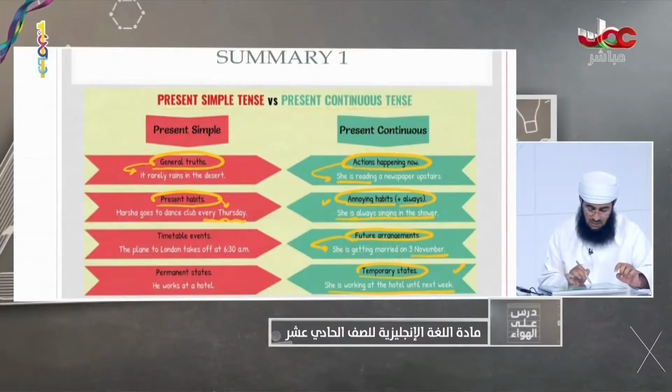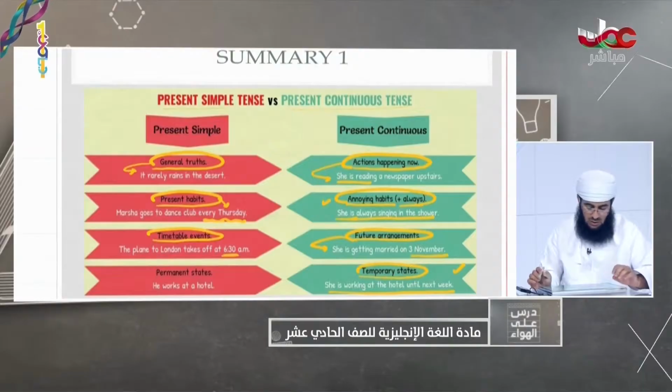And then the timetable events: the plane to London takes off at 6:30 a.m. So we use the present simple if something is scheduled. And then we have permanent states, the final one which is mentioned in your book. He works at a hotel.